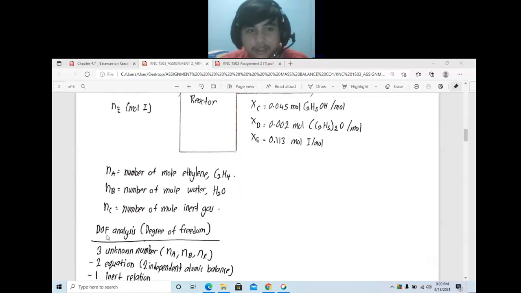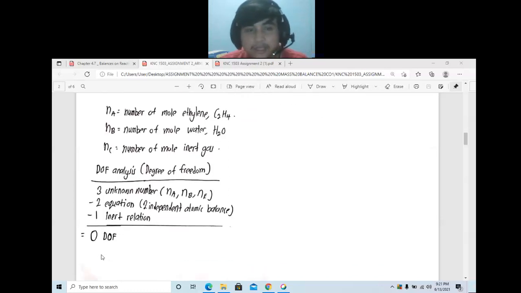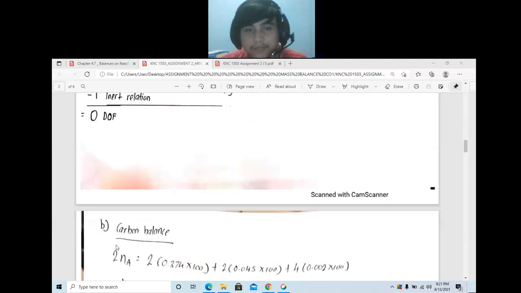Here is my DOF analysis. For my degree of freedom analysis, we have three unknowns: Na, Nb, and Ne. Then we subtract the two equations for the independent atomic balance, and then we subtract the one inert relation. So we get 0 DOF, so we can solve this equation.